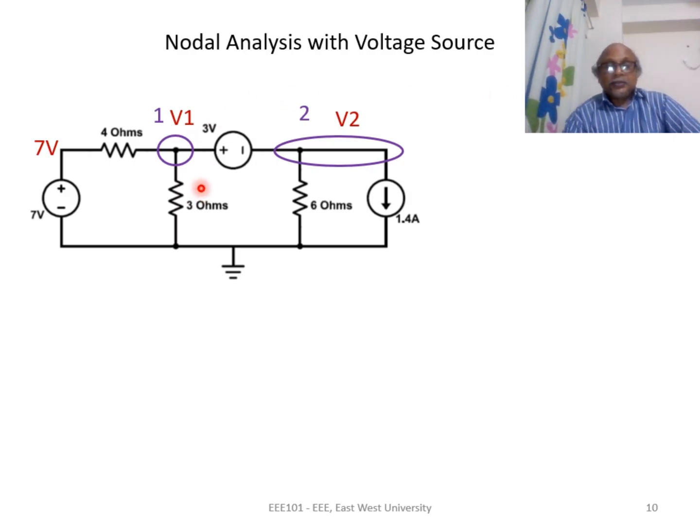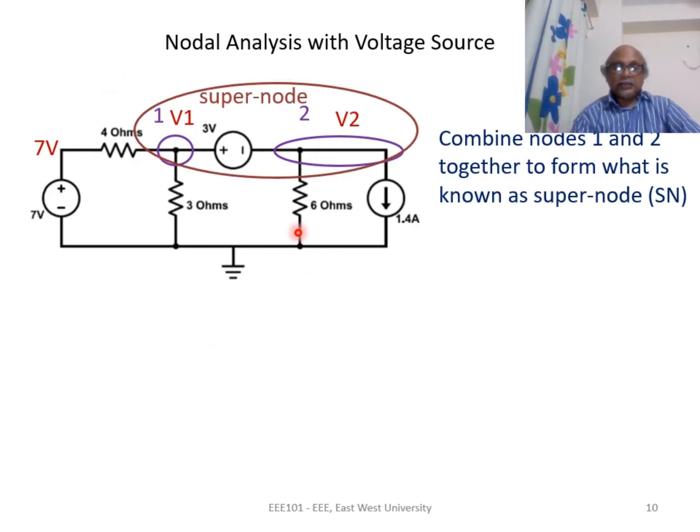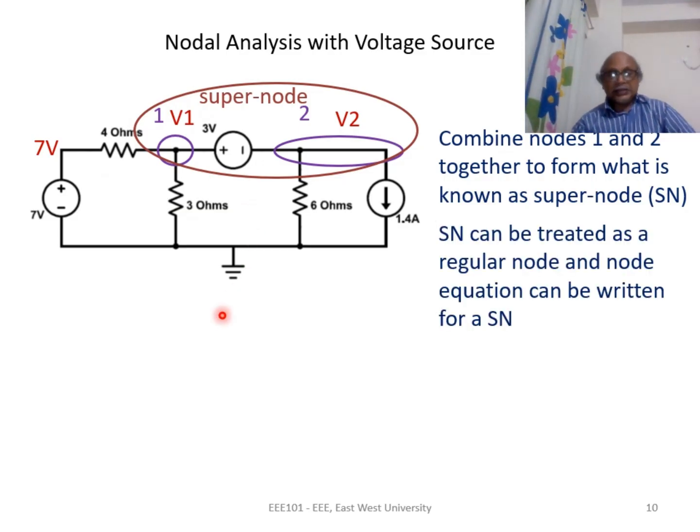In this circuit, we will form a bigger node by combining node 1 and node 2 together. The bigger node will be called a supernode. So we combine node 1 and node 2 to form a bigger node which is known as a supernode. This looks like a supernode. Okay. Now a supernode can be treated as a regular node. We can write a node equation at any node, or we can write KCL at any node. Similarly, we can write a node equation or KCL also at the supernode.